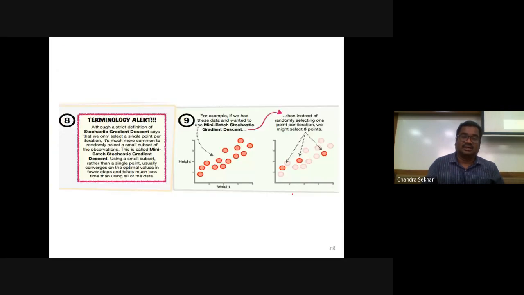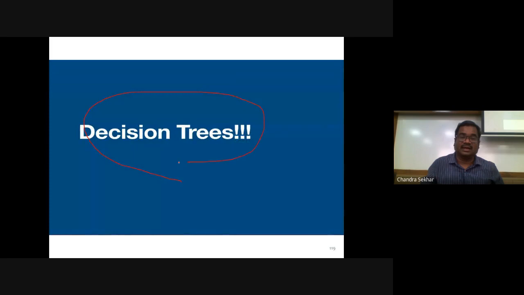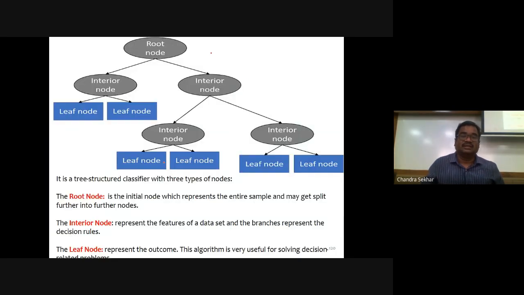So with this, we are moving towards a very simple topic, decision trees. So what is a decision tree? As we have seen, there will be a root node, and these are all the interior nodes. These are all the leaf nodes. So what is a root node? The root node is the initial node which represents the entire sample. That means the entire set of features we will consider.